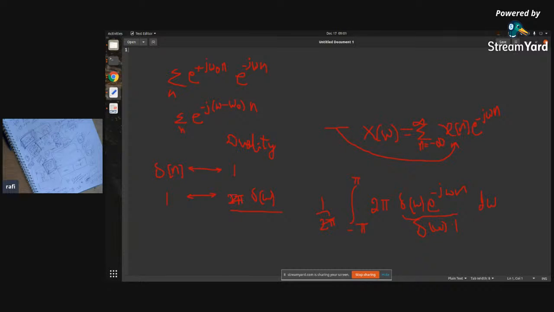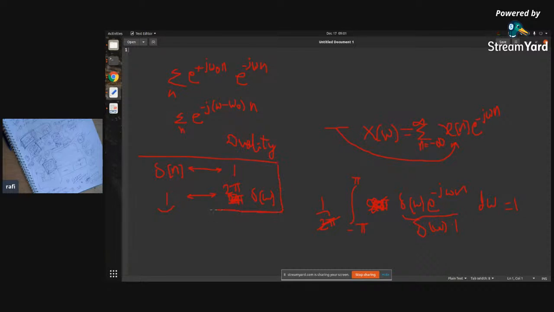Sorry, I think the 2 pi is not there here. So the inverse Fourier transform of 1 is delta of omega. So yes, the 2 pi should be there. This 2 pi will get cancelled, and the integral from minus pi to pi of delta of omega d omega is always 1. So the DTFT of 1 is 2 pi into delta of omega.